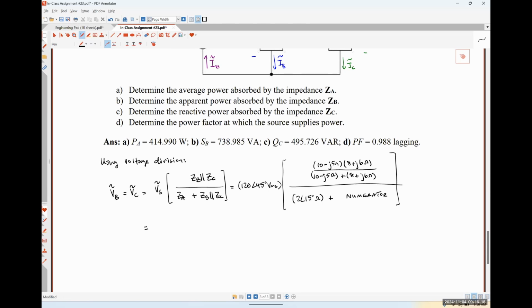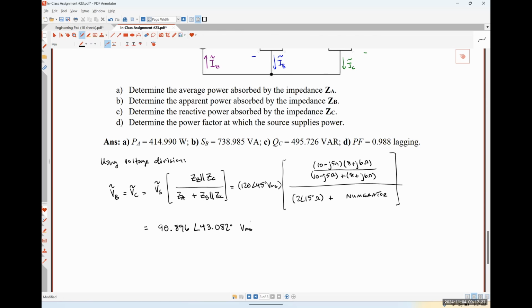So 120 angle 45, times B times C over B plus C, over A plus B times C over B plus C. When I put that in my calculator, if I put it in correctly, I got 90.896 and some change with an angle of 43.082 degrees volts RMS.